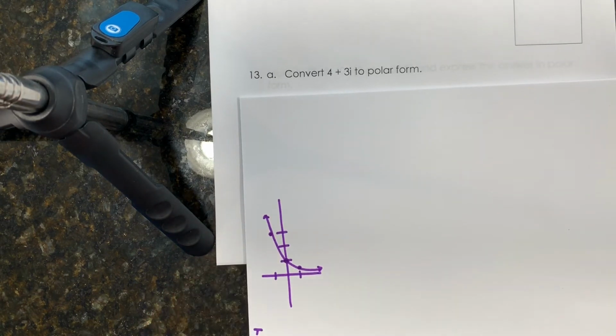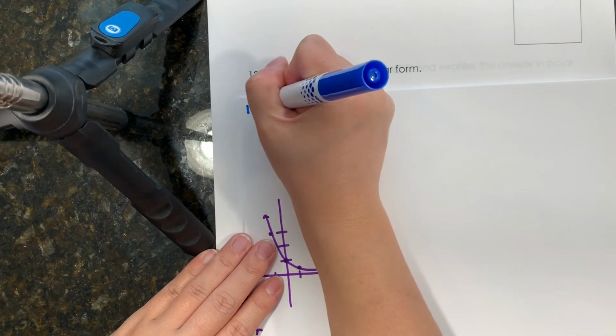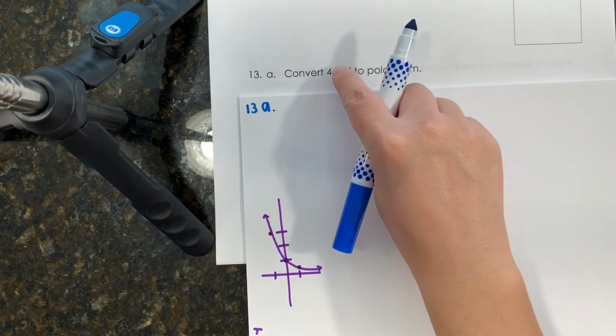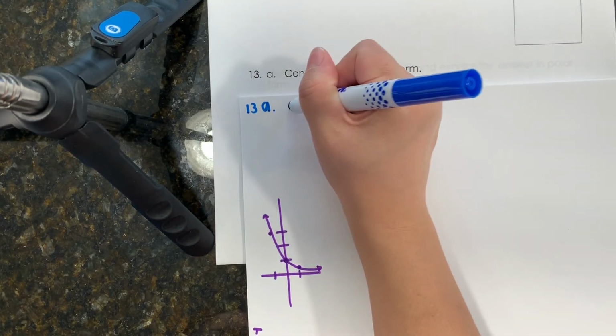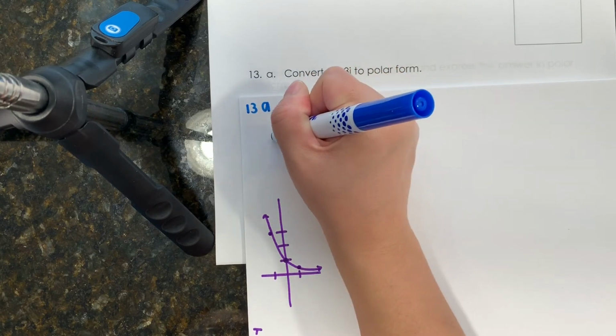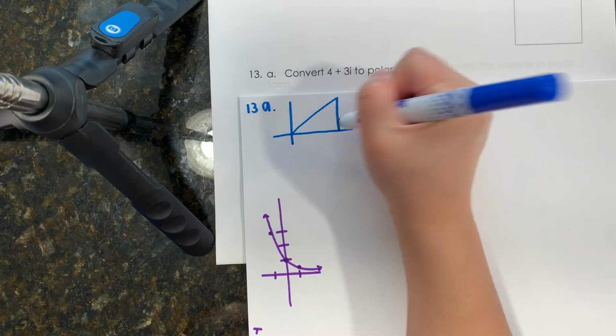So for number 13, I'm going to start with 4 plus 3i. Now, 4 plus 3i, 13a. Remember that your whole number is going to be your left and right. Your i is going to be your up and down. So if my 4 is positive, that goes to the right 4 and then up 3. That will be in quadrant 1.